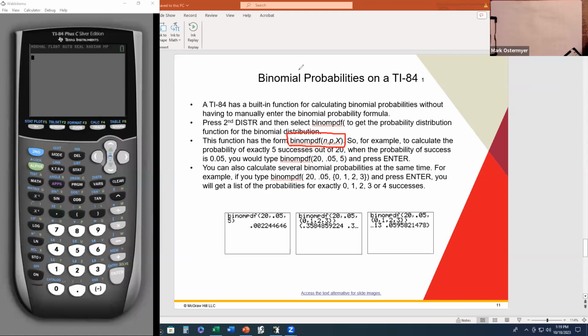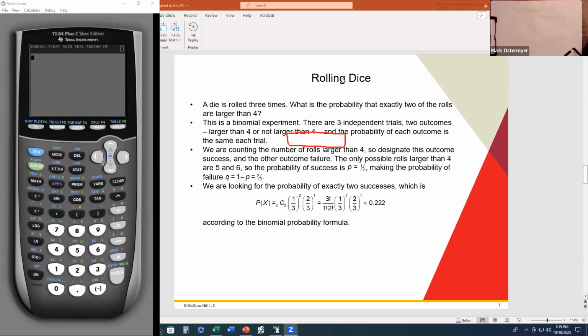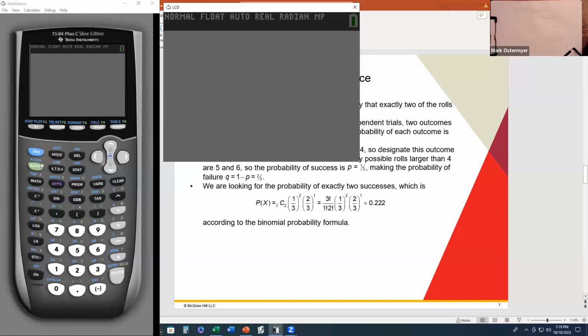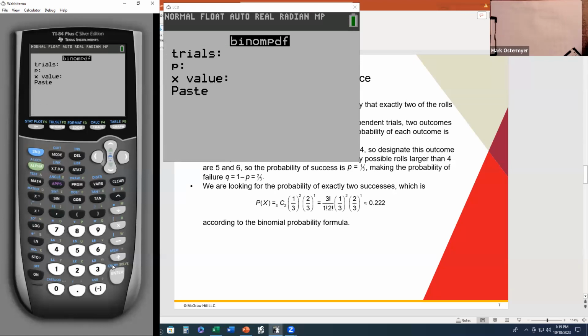All right, so therefore, let's go back and show ourselves how to compute this probability using our calculator. So we go to distribution mode, second vars key. We go down and grab the binomial PDF. The number of trials we are conducting here is we're rolling this die 3 times. There's 3 trials in this binomial experiment.